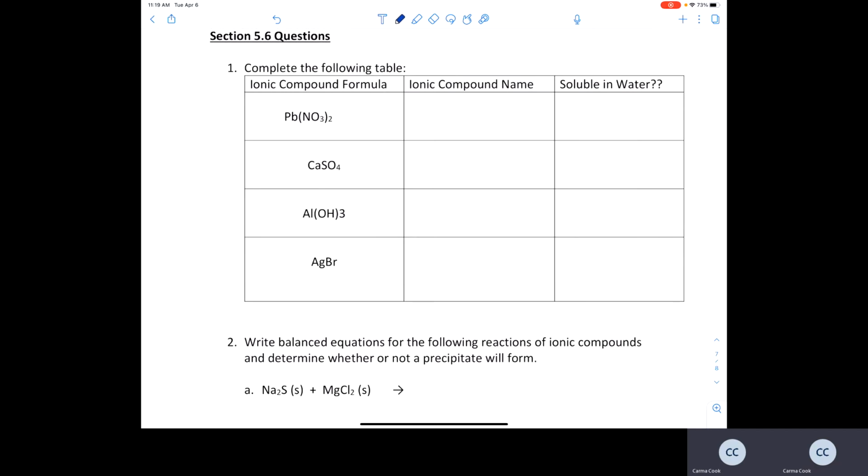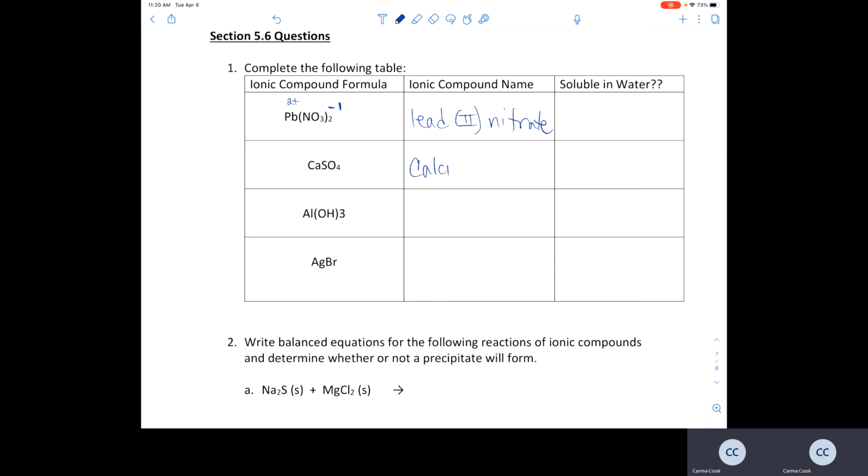So looking at this table, we have ionic compounds, so we provide the names. Lead is a metal cation that can either have a 2+ or a 4+ charge. Paired with nitrate, the nitrate polyatomic ion has a -1 charge. So therefore, having two of them in the formula, you balance out the -2 charge. So lead has to have a +2 charge. So this is lead(II) nitrate.